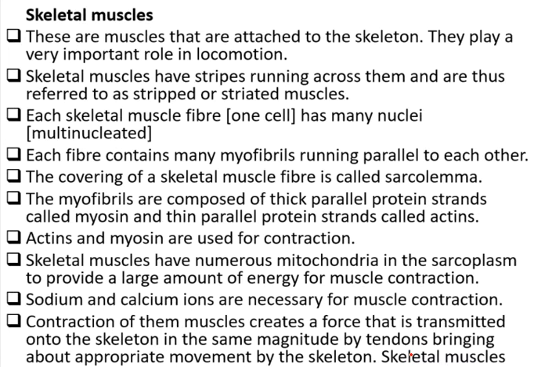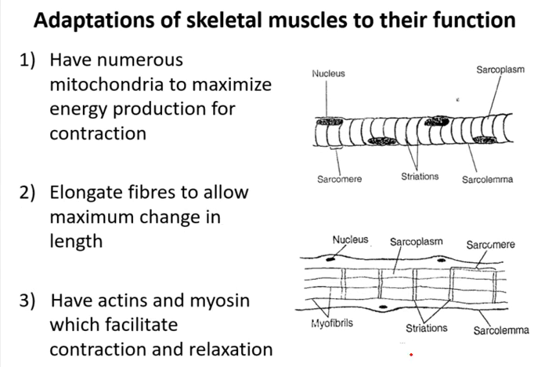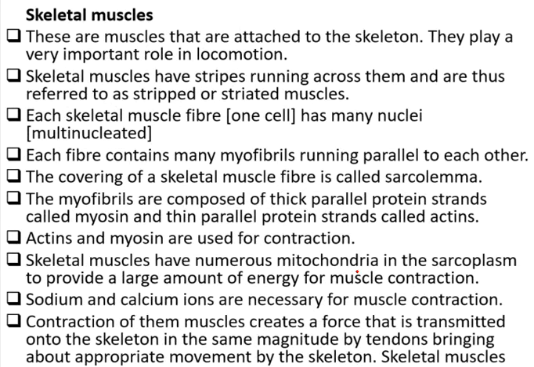Skeletal muscles are muscles that are attached to the skeleton. They play a very important role in locomotion, and they have stripes running across them, and are thus referred to as striped or striated muscles. As you can see here, these are the striations or the stripes. That's why they are called striated muscles, because they have striations.